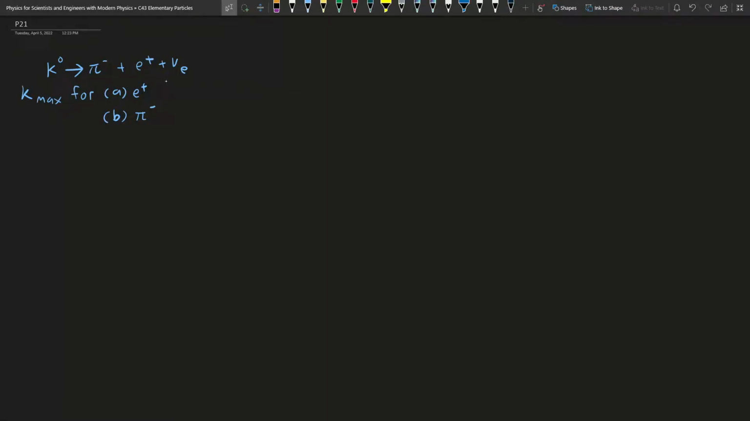Here we show the decay, and we are asked to find the kinetic energy for this positron. The first thing is that we know the energy is conserved, so we can write m_K c² equals m_pion c² plus m_e c² plus this E_ν plus K. This K is kinetic energy.